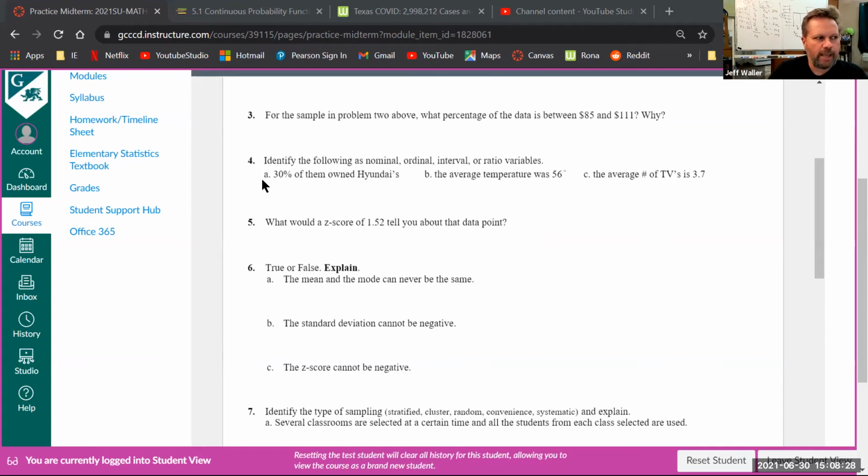So in part A, don't look at the number, remember? Don't look at this 30%. Say to yourself, what was the question that somebody was asking? What am I walking around asking my sample? How many of them owned Hyundais? All right, I would accept that. So if the question was, how many of them own Hyundais, what level am I at?